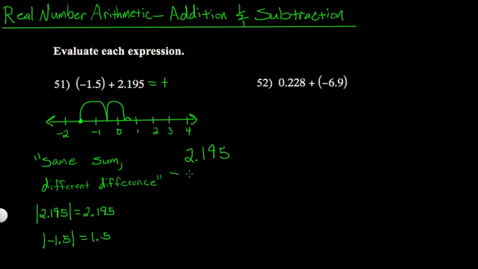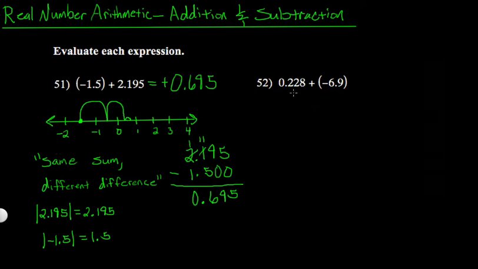2.195 minus 1.5. Again, with addition and subtraction with decimals, we align the decimal points. So we can add zeros here to fill in the blanks, and then we go to work. So 5 minus 0 is 5, 9 minus 0 is 9, 1 minus 5, so we're going to borrow 1 from the 2. So the 1 here becomes an 11. So then we do 11 minus 5, and that gives us 6. We bring down our decimal point. 1 minus 1 is 0. So the answer here is 0.695, positive 0.695. And you see that that aligns with what we predicted based on our number line.